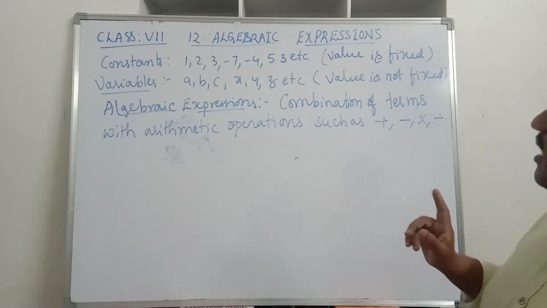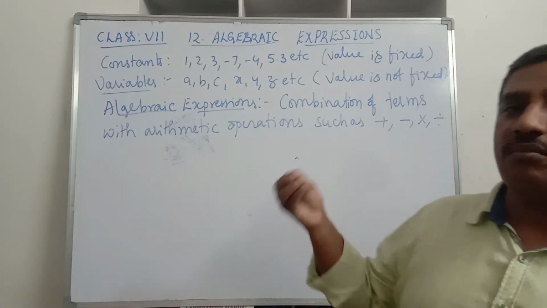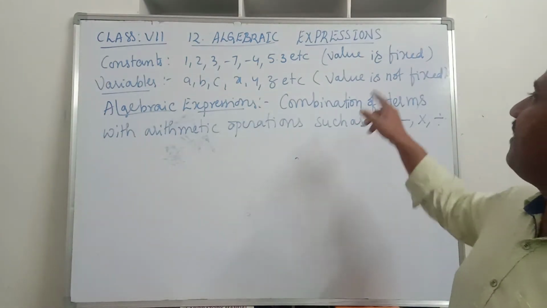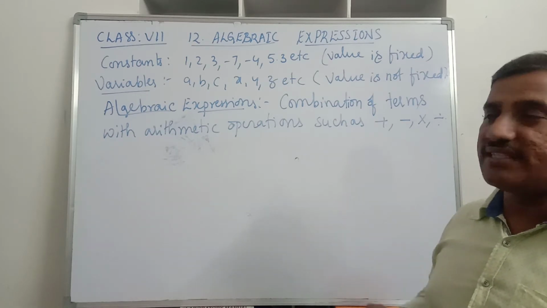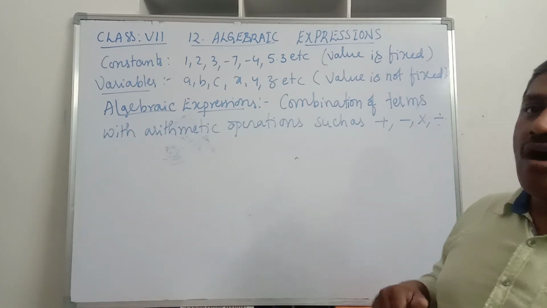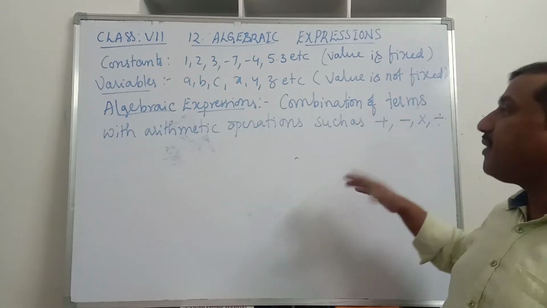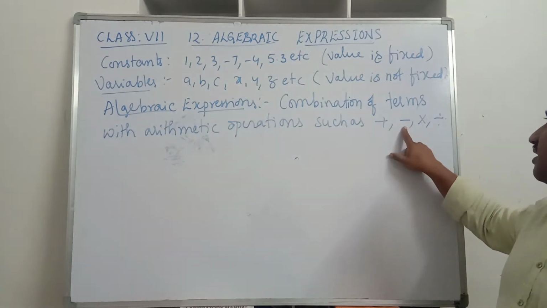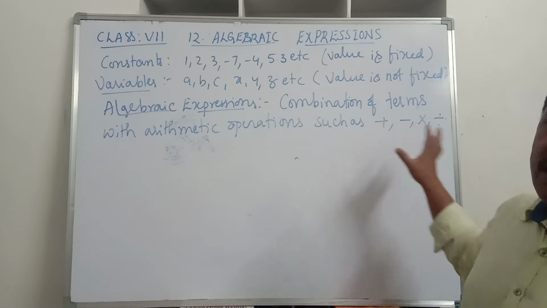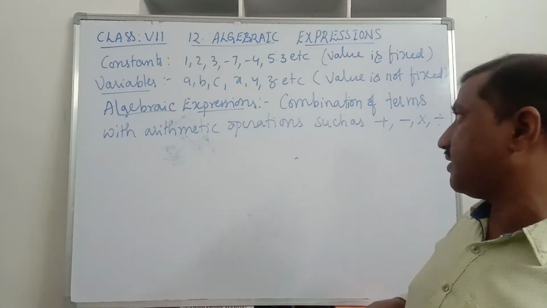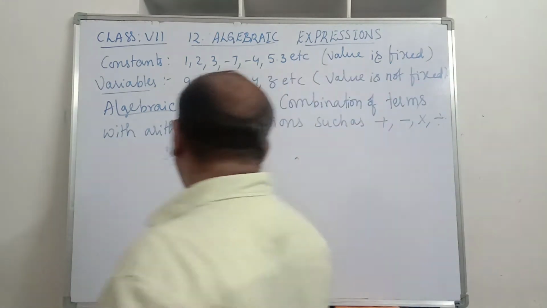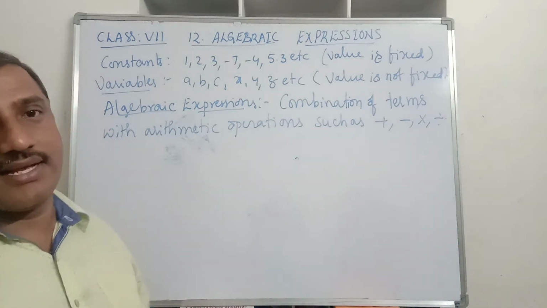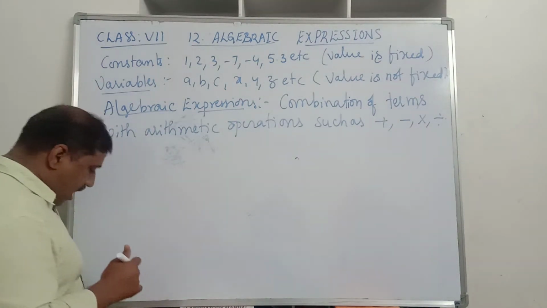Whereas constants are all the numbers like natural numbers, whole numbers, integers, rational numbers, irrational numbers, all real numbers, and their values are fixed. Now what is an algebraic expression? An algebraic expression is nothing but the combination of terms with arithmetic operations such as addition, subtraction, multiplication and division. These four operations are known as arithmetic operations. The combination of variables and constants is also known as an algebraic expression.